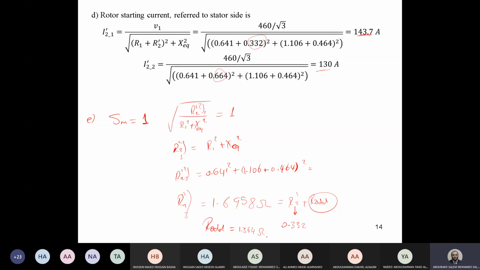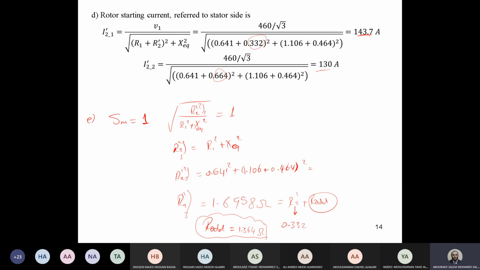1.364 ohms. Of course, this value has to be higher than the added resistance in the previous case. In the previous case we said that the rotor resistance is doubled, which means the added resistance was 0.332. Here we have 1.364 in order to make S maximum equal to unity. Okay, so this is logical now. Any questions regarding this part? Everything is clear?